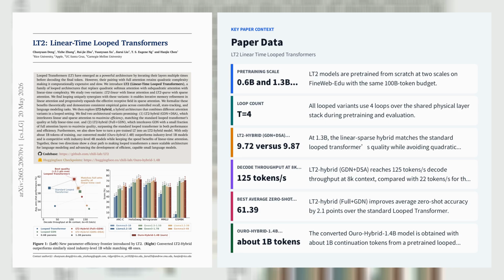Let's explore the first paper, LT2: Linear Time Looped Transformers. LT2, or linear time looped transformers, replaces the quadratic softmax attention bottleneck in looped transformers with subquadratic token mixers while preserving weight sharing across iterations. The paper studies LT2-linear, built from linear attention primitives such as Gated DeltaNet (GDN), KDA, and Mamba2-style recurrences, and LT2-sparse, built from sparse attention such as Native Sparse Attention (NSA) and DeepSeek's DSA.